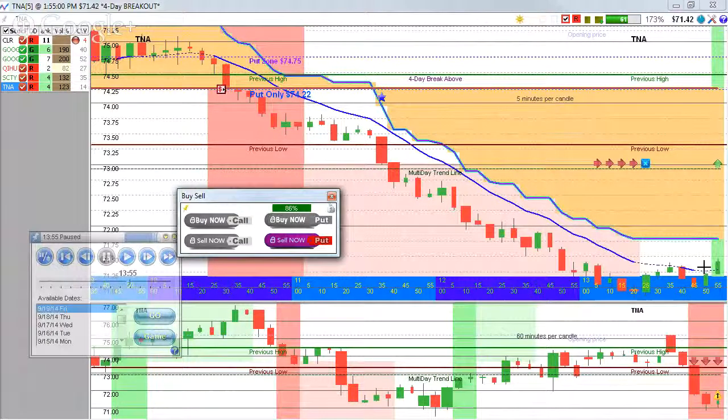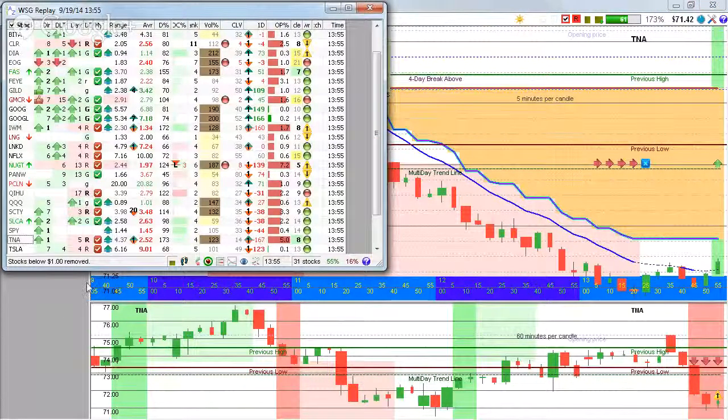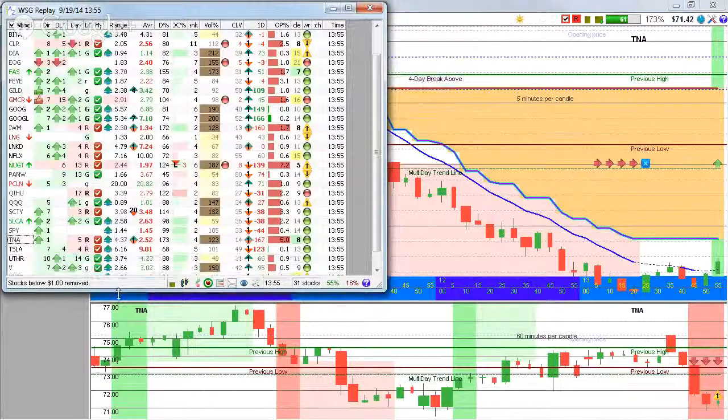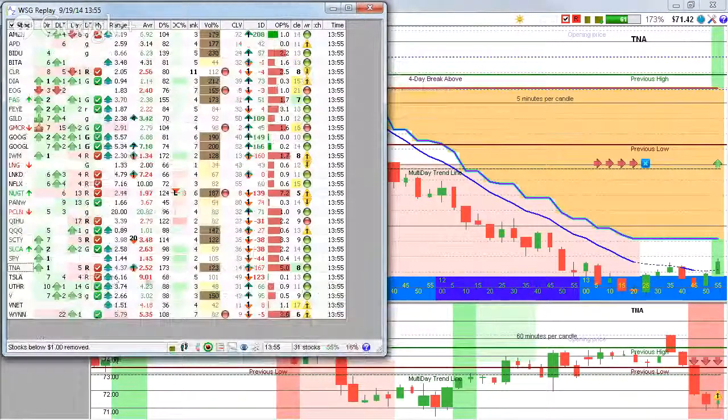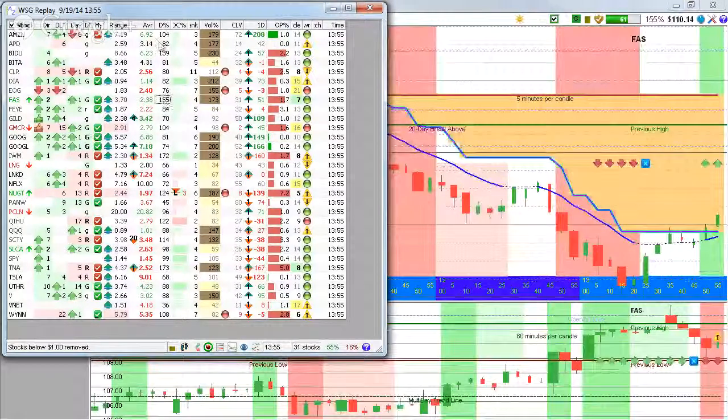So let me just show you here. This is a strong market day, and that's what that little sunshine marker tells you. So it makes it easy. Here's the list of stocks. There's 31 of them in here. Of the stocks that ran well, this one was one of them that ran really well. IWM and FAS also ran really well. But you see, most of these other stocks, they didn't do well.